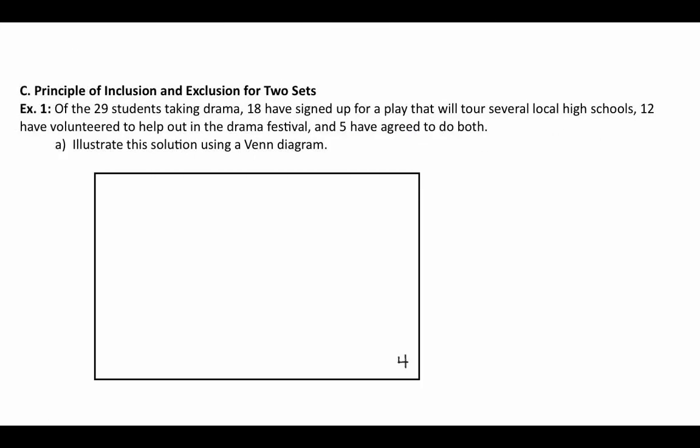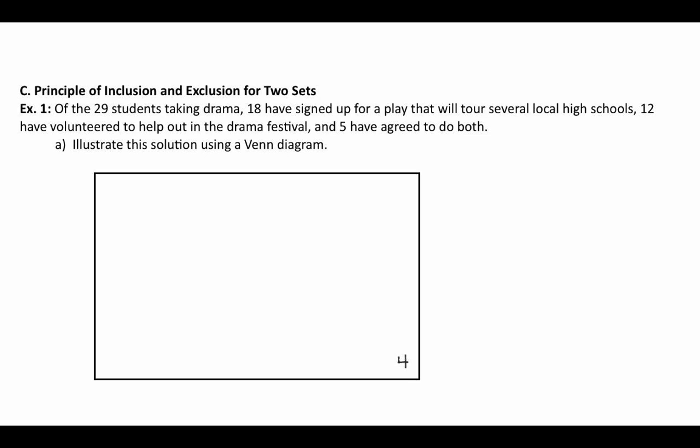Okay, so let's take a look at a principle that we're going to use. It's the principle of inclusion and exclusion for 2 sets. There's the number 4 in case you're wondering. That little number 4 will become important in a minute. But we're going to take a look at this principle by way of example.